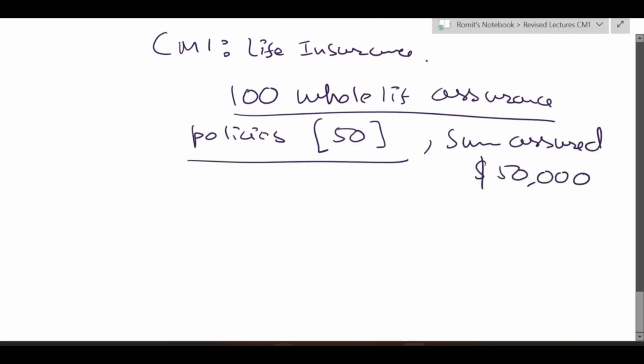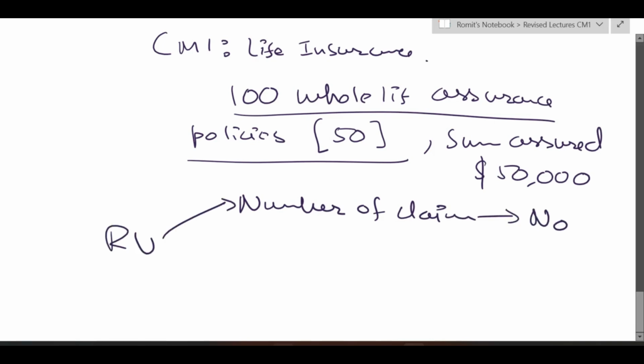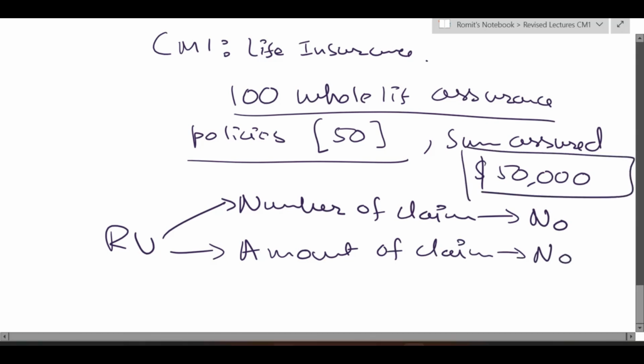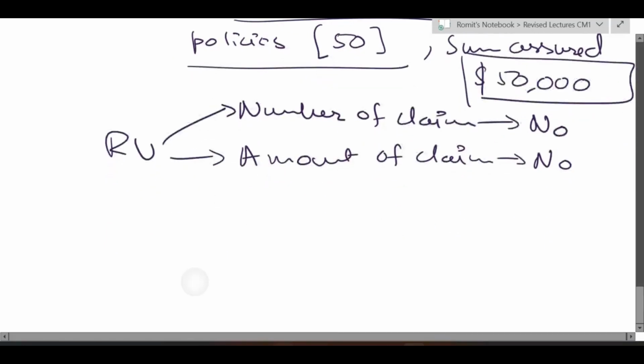Now what is the random variable here? The number of claims? No, because we already know all 100 will die. No one is immortal. People will eventually die. They will eventually make a claim, right? And the sum assured will be paid to all of them, right? Is the amount of claim an uncertainty? No, because we know whenever this person dies, the amount paid will be $50,000. So then what is the random variable? It's the time of claim, time of death or time of claim.